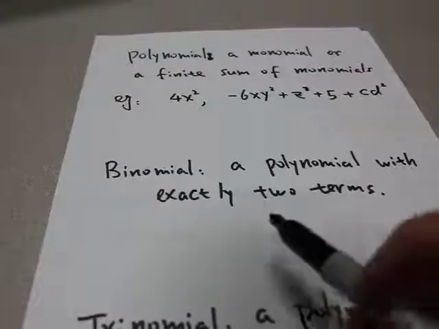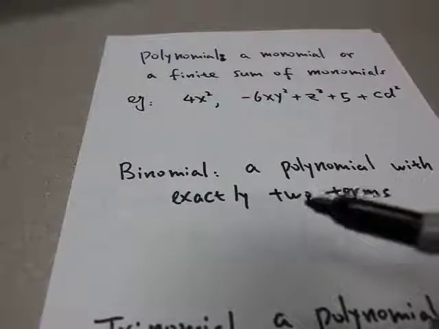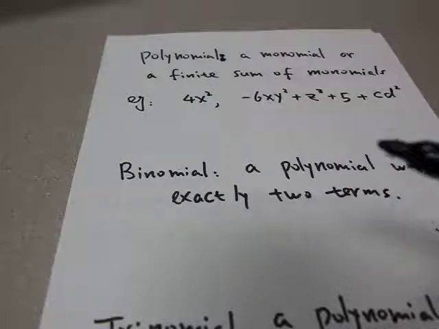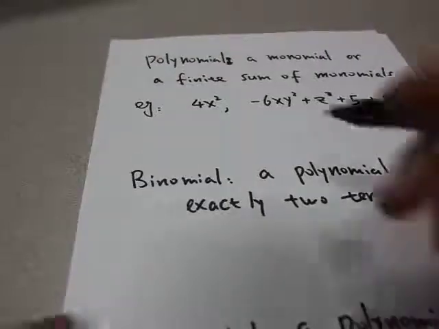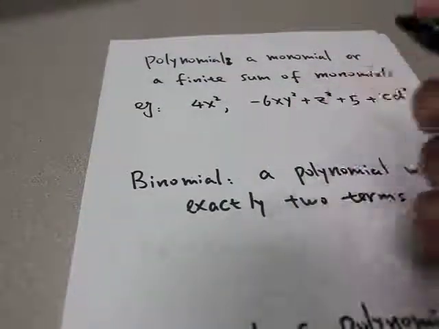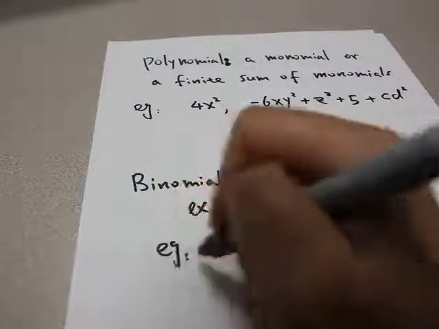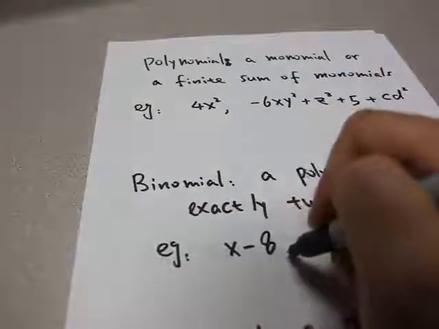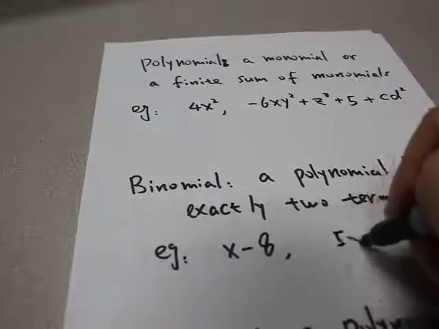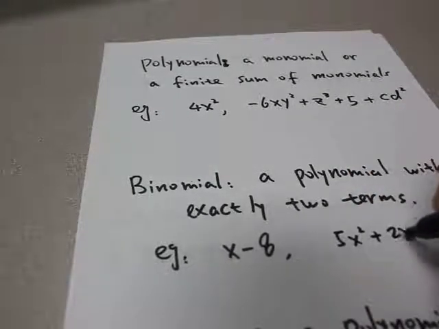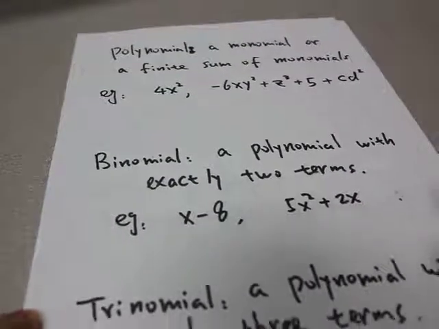Now, a binomial is a special polynomial. The reason is a binomial is a polynomial with exactly two terms. So it's a sum or difference of two monomials, like x minus 8. This is a binomial, or 5x squared plus 2x. This is also a binomial.